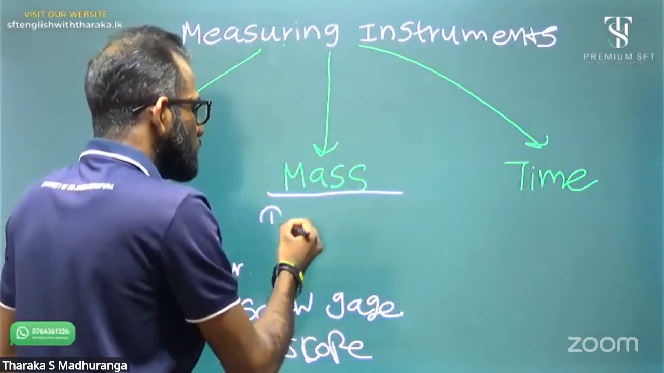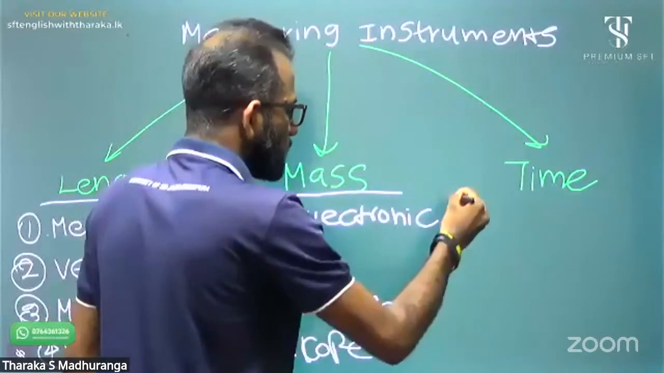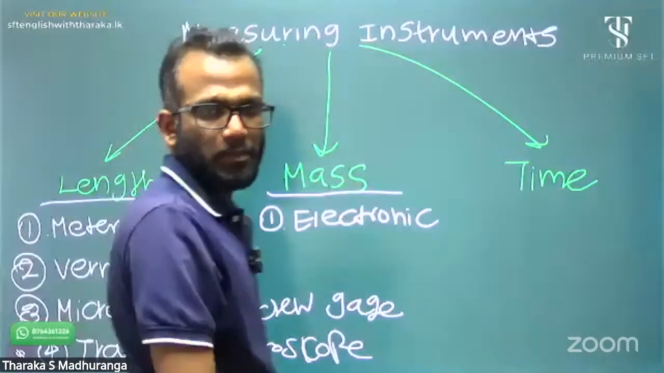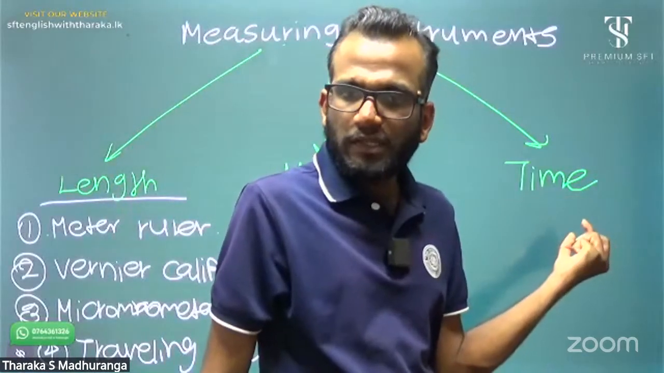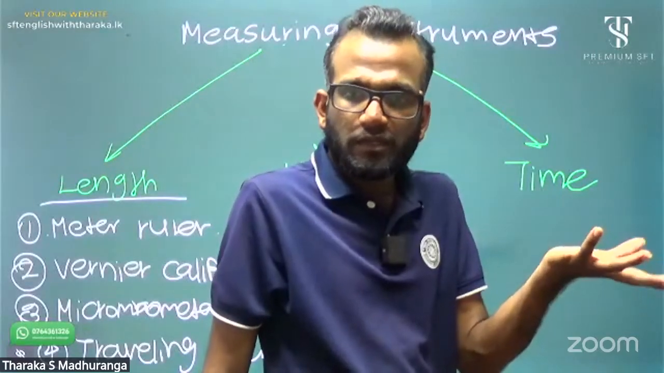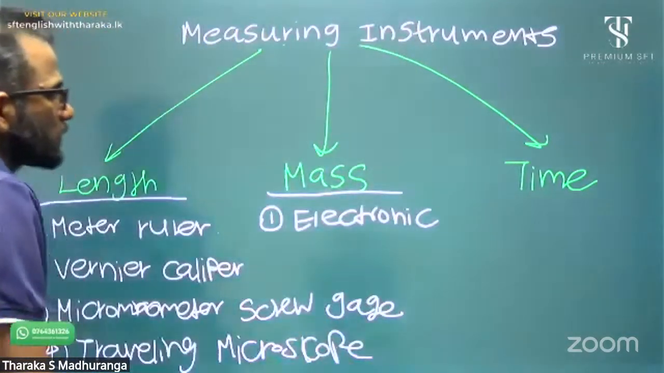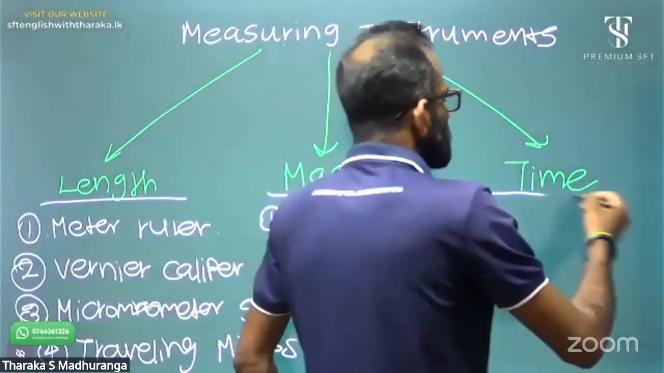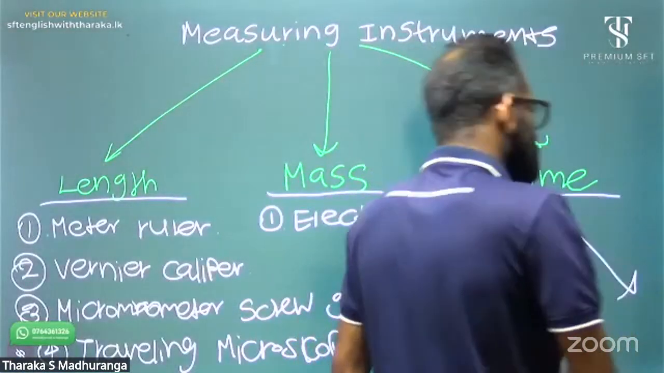Mass measuring instruments: electronic balance and triple beam balance. What are the time measuring instruments? Stopwatch, with two different types: analog stopwatch and digital stopwatch.